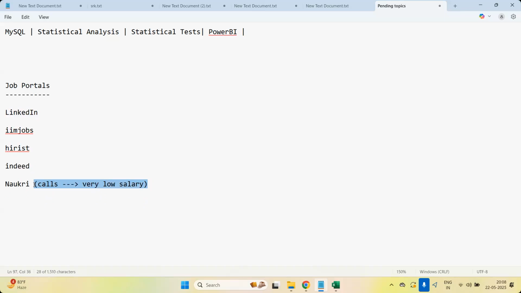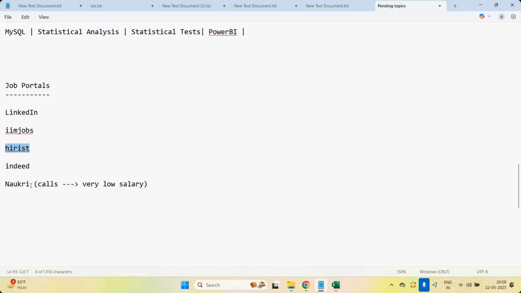Obviously less paid means more people will be hired, and high paid means fewer people. For example, in my company, if I have to pay 50,000 per student, I can take only one student. Instead, if I pay 10,000, how many people can I take? Five people. 50,000 means you will get the jobs in Hirist. 10,000 means you will get the jobs in Naukri.